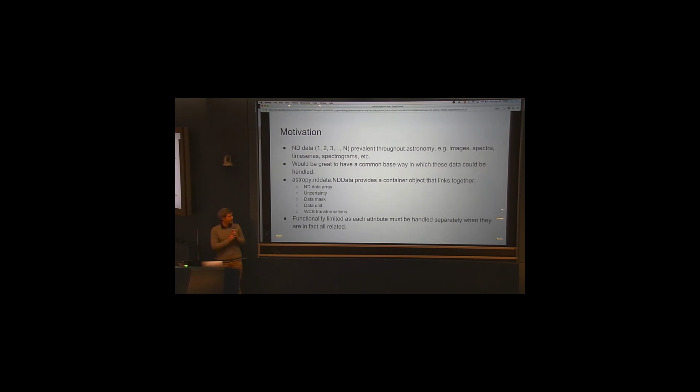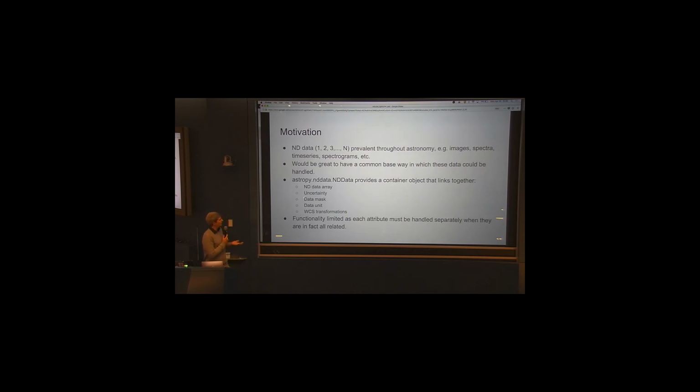So just quickly, some motivation for why we wanted this. N-dimensional data is prevalent throughout all of astronomy, from 1D, 2D, all the way up to however many dimensions you want. For example, images, spectra, time series, and so on. And it would be really great to have a common base class to do the very basic things that we want to do no matter how many dimensions we have, for example, slicing and all the rest of it.